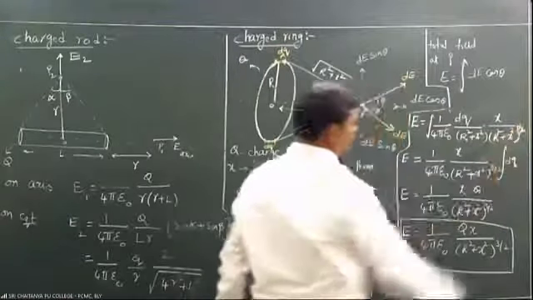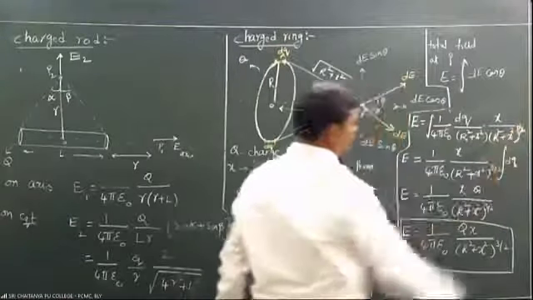Next, where is that E maximum? See, if this is the ring, from the center you can move in this direction or this direction. As we are moving away from this center, this point, this point, this point, like that, where is that E maximum? Remember, to get E to be maximum, dE by dx should be 0.